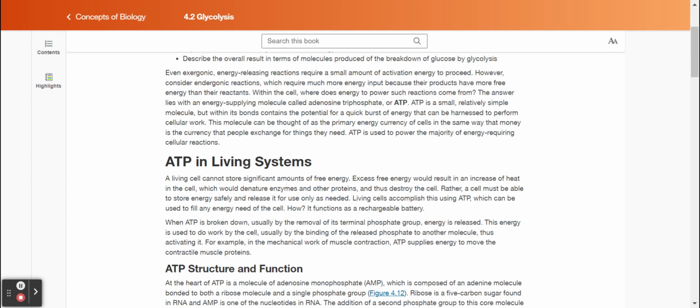ATP is a small, relatively simple molecule, but within its bonds contains the potential for a quick burst of energy that can be harnessed to perform cellular work. This molecule can be thought of as the primary energy currency of cells, in the same way that money is the currency that people exchange for things they need. ATP is used to power the majority of energy-requiring cellular reactions.